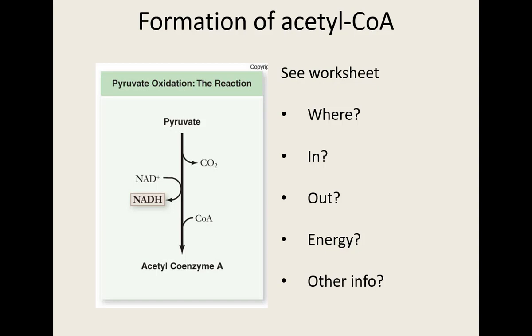Are we getting any ATP energy out? Nope, none. No ATP is made at this point. For anything else important, just that acetyl-CoA is going to feed into the Krebs cycle. So your ending product, that acetyl-CoA, is going to go to the Krebs cycle.